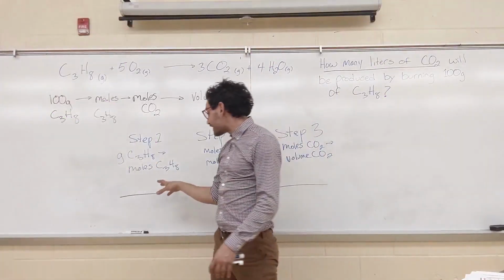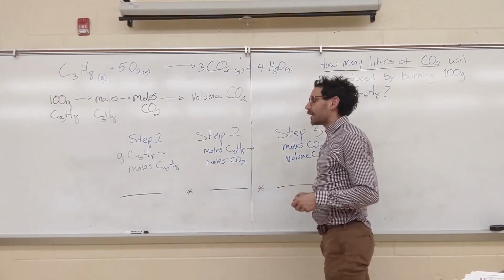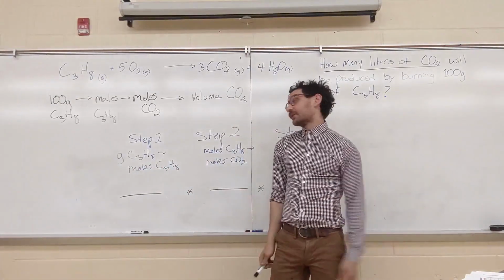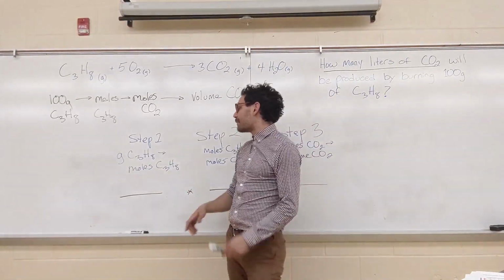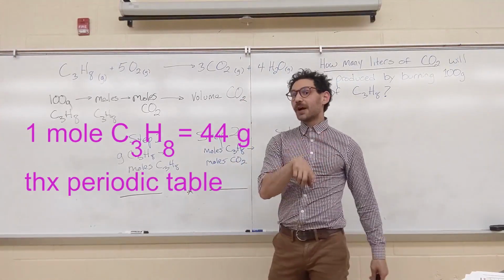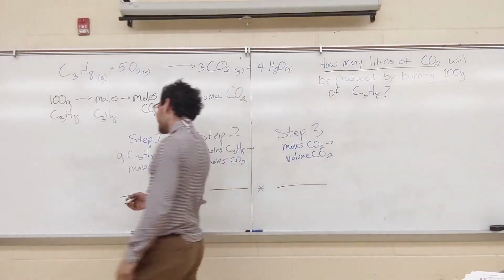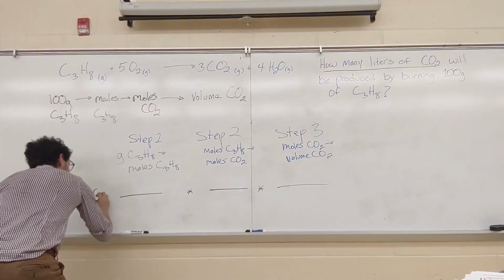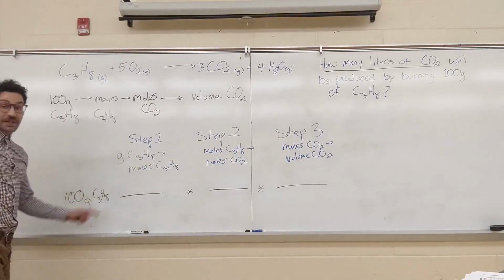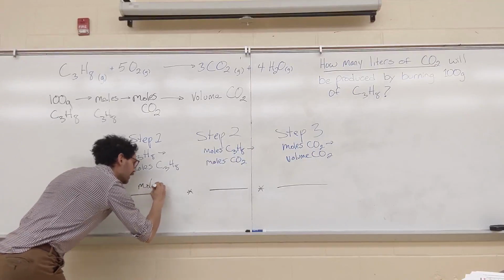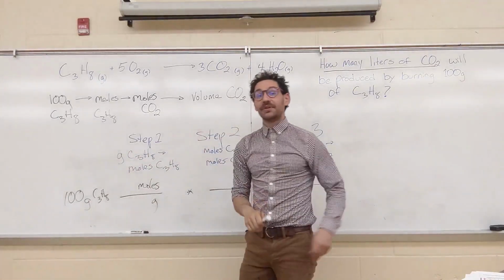So in this case, I need the molar mass of C3H8. I'm going to use that by looking up the mass of each element on the periodic table, adding together the respective molar masses. I know for this guy, my molar mass is approximately 44 grams per mole. 44 grams equals 1 mole. If I'm starting off with 100 grams of C3H8, and my first step is to go from grams to moles, moles will be my new unit. The grams will be my old unit, so I'll put that in the denominator.